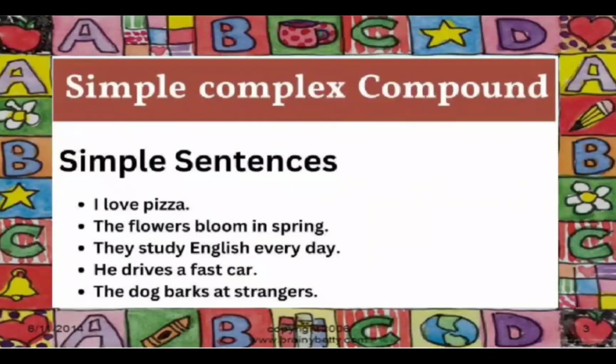Let's look at a few examples of simple sentences. I love pizza. I is the subject, love is the verb. The flowers bloom in spring. The flowers is the subject, bloom is the verb. And children, I love pizza, I can just say it, it makes sense. Flowers bloom in spring. They study English every day.